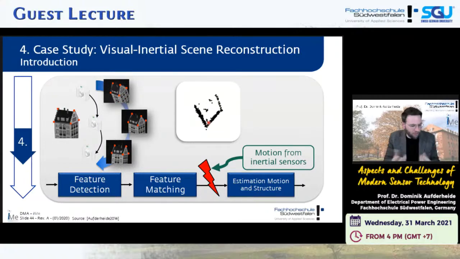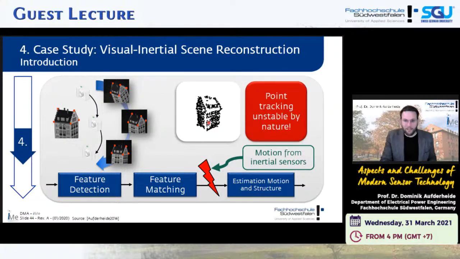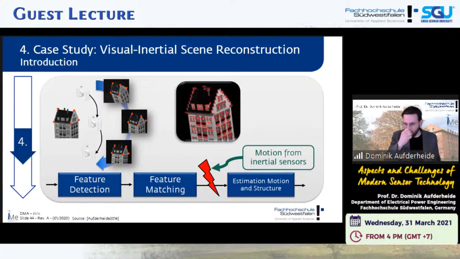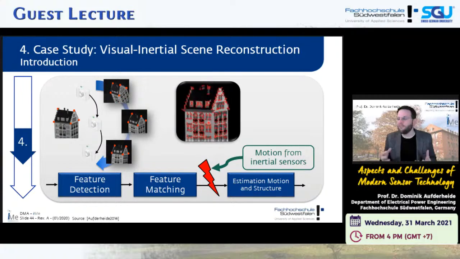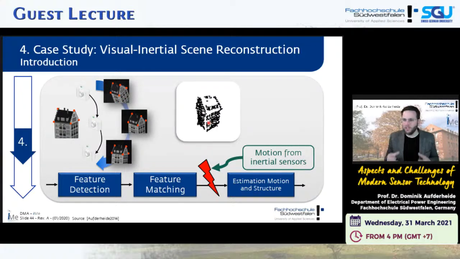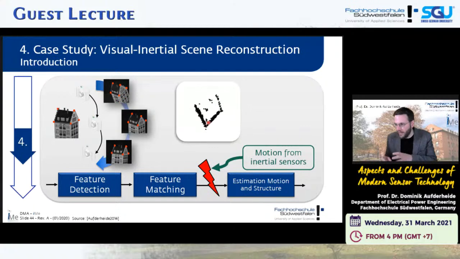So if we are able to do so, we are able to reconstruct the three-dimensional structure of any object or scene just from a simple, standard, low-cost camera. The big problem is that this point tracking is unstable by nature. When you look at these points and apply this to any kind of scene, you know this is a very complicated task. That means there could be frames in your sequence where you cannot find those features again, and that would basically destroy your complete algorithm.